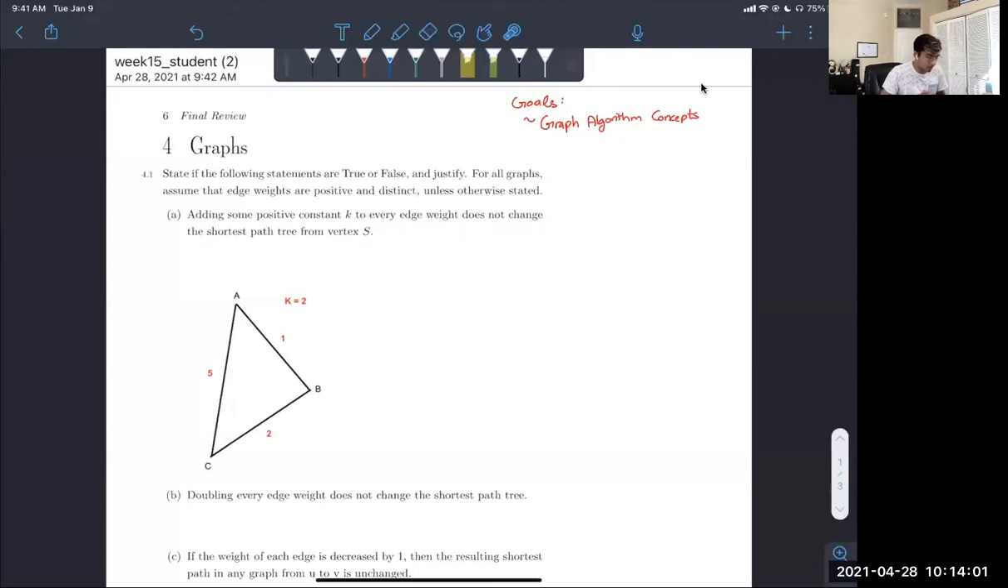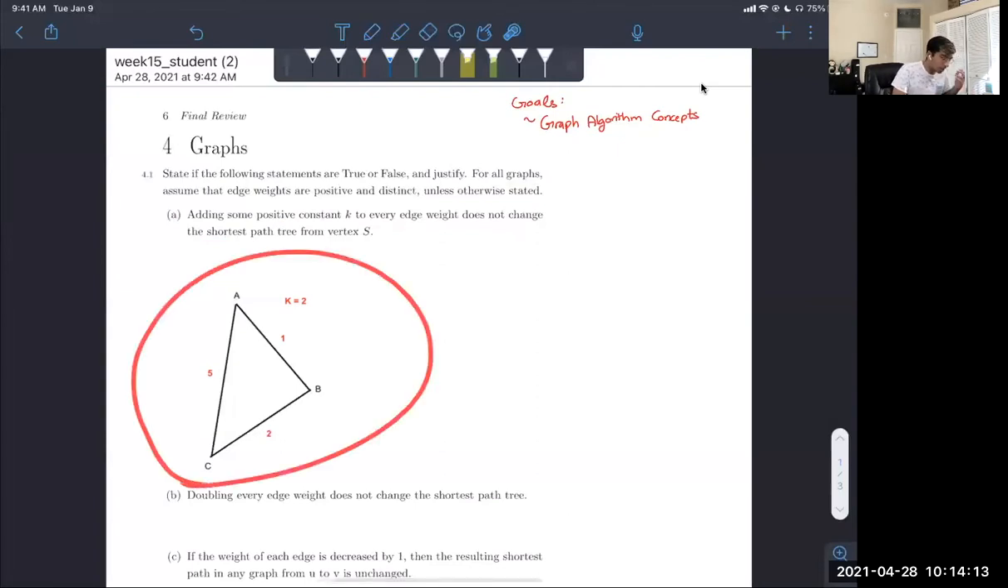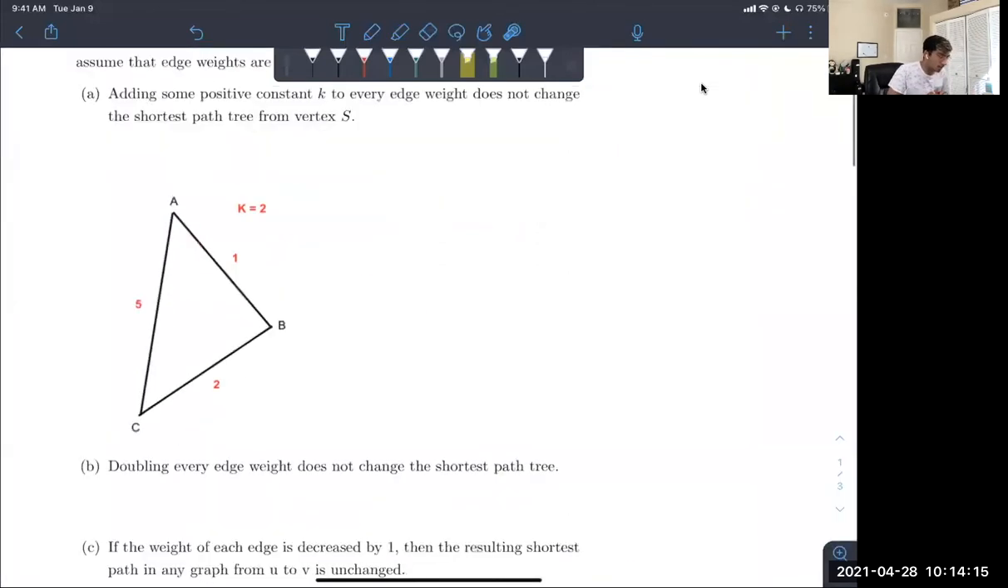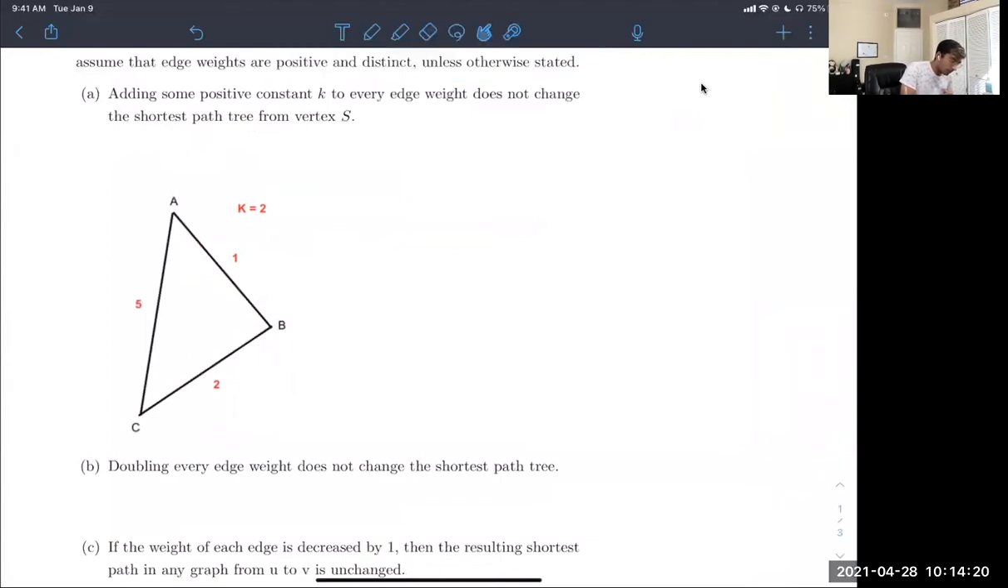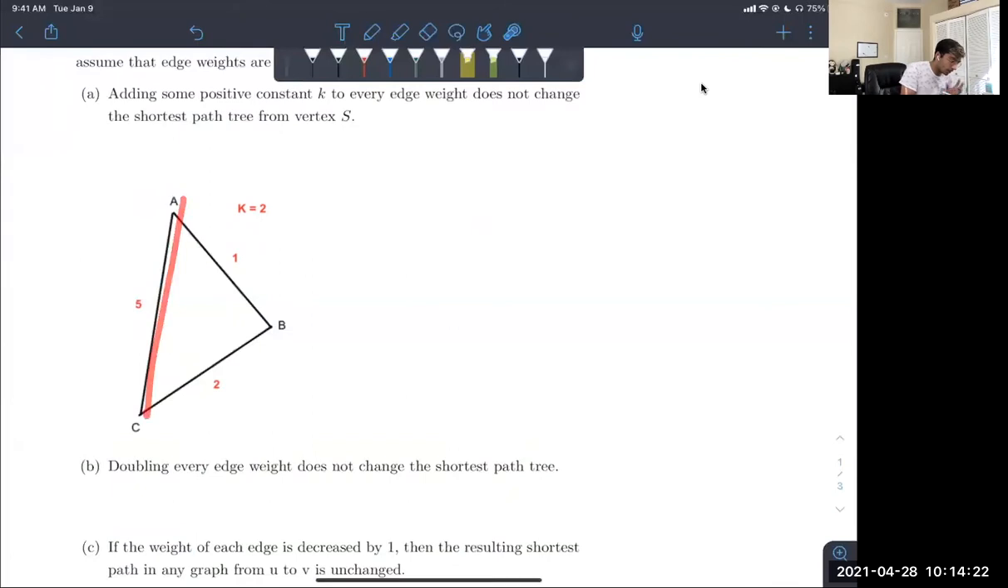So the best way to show whether something is true or false is trying to find a counterexample, because if you can find a counterexample, that immediately nullifies the statement and makes it false. Fortunately, they give us this little example here. Let's first look at this without having to add that constant k. Let's look at this path first, A to C. To clarify, A is our starting point, C is our goal.